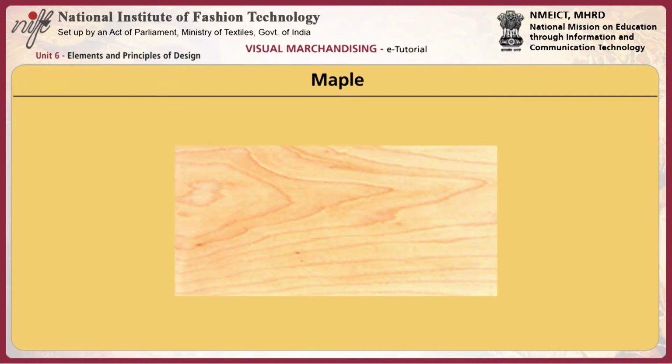Maple, yet another admirable kind of hardwood with a fine texture and great strength. It is used extensively to make furniture like console tables, wall shelves, and bedside tables and flooring. In India, these trees are found in Ooty and other hilly regions.